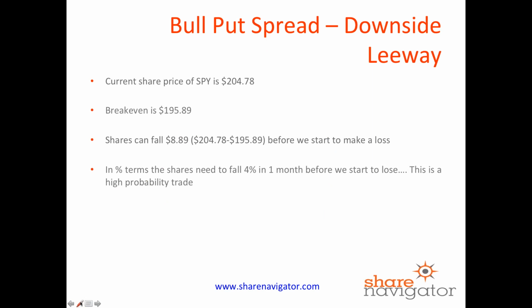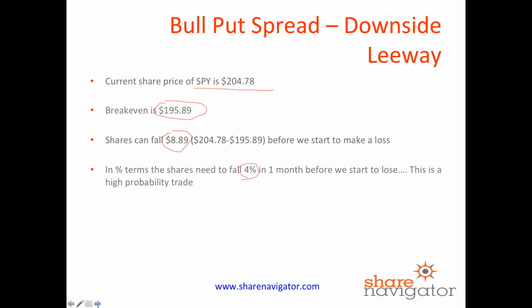So what is our leeway or our downside protection here? Well, the current share price of SPY was 204.78. Remember, our break even was 195.89. So the shares could actually fall 8.89 and we'd still make a profit. So they could fall about 4.4% and we would still make a profit in this particular trade.